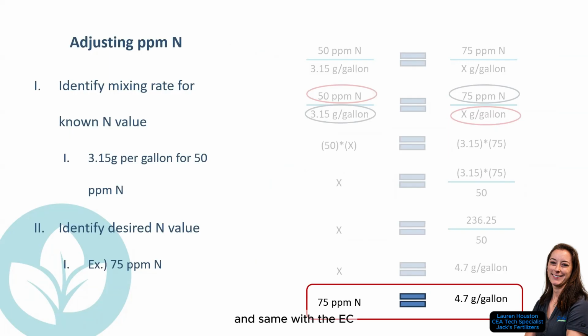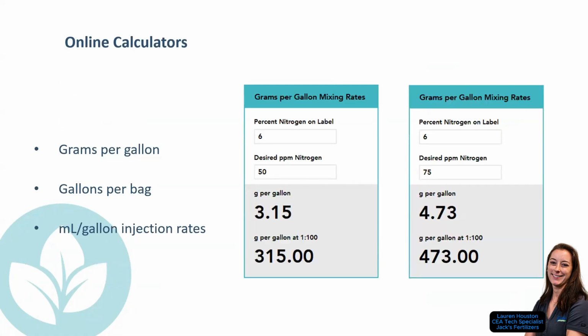And same with the EC. If you're trying to mix at a higher nitrogen rate, you're probably going to have a higher fertilizer rate. And vice versa. If you wanted to only mix at 25 parts per million nitrogen, you would have a significantly lower mixing rate.